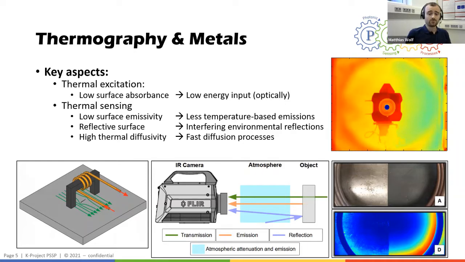As mentioned before, the thermal sensing of metals can be challenging in some cases, as shown in the middle figure on this slide. In general, we do not actually sense the temperature of an object with infrared cameras, but we measure the infrared emissions. Of course, the infrared emissions by the object are related to its temperature, but effects like transmission or reflection can also interfere with the measured data.